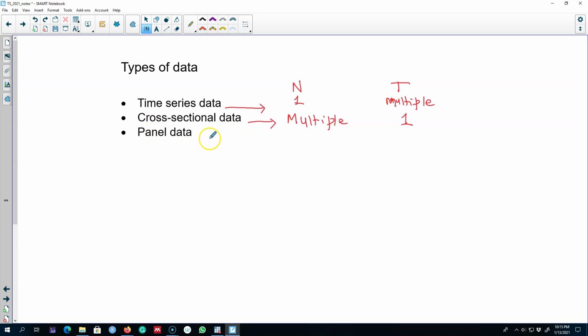And the third type of data is called panel data. And in this type of data, there are multiple entities, for example, multiple states, and we observe those states over multiple time periods. For example, from 1990 to 2020. So see here, there are multiple time periods and there are multiple entities in this data set. So this data set will be called the panel data set.